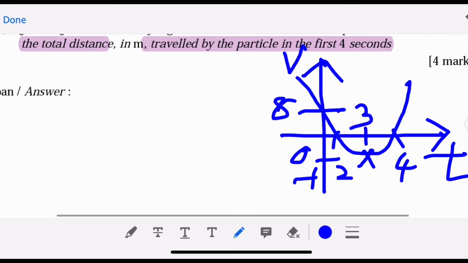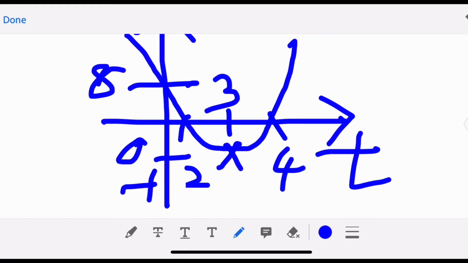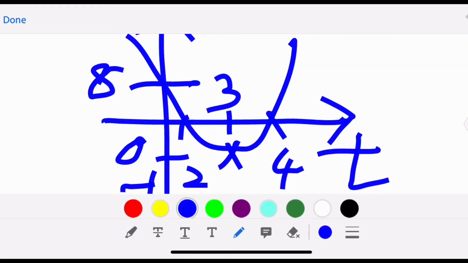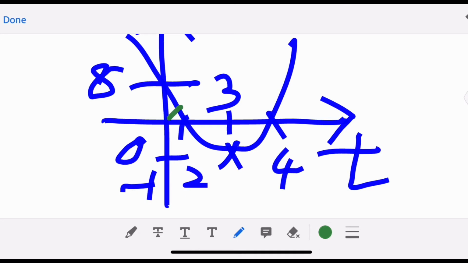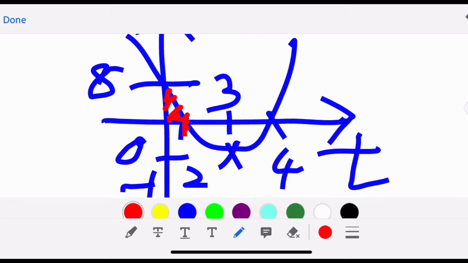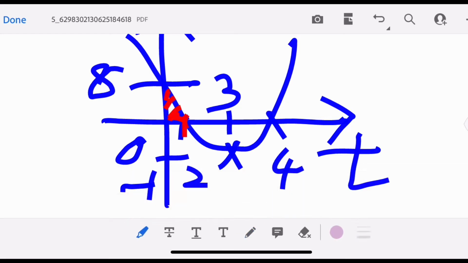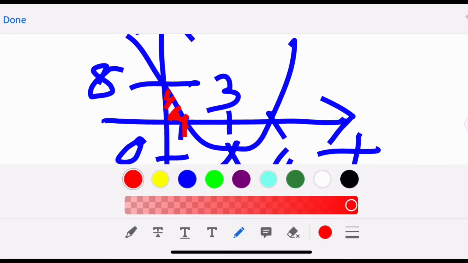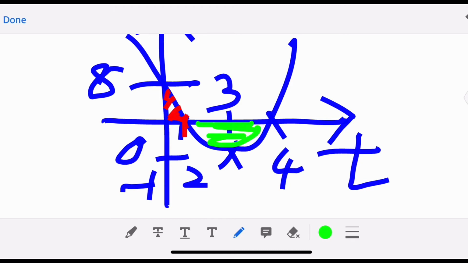And we have the 2 here, we have the 4 here. Okay, so let's focus on the graph. So we are going to find this area which is positive, this area positive from 0 to 2. From 2 to 4, we will have the area which is negative. Alright, the area which is negative will be this part. So we have two portions. One is positive, one is negative.